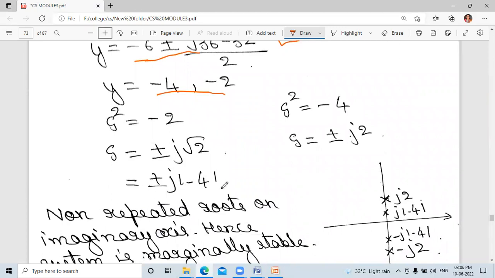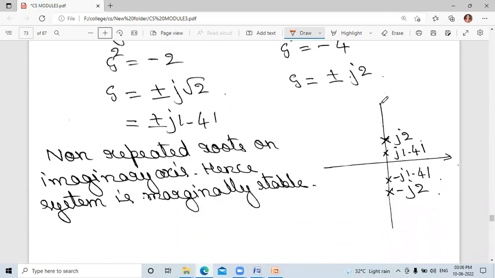That is non-repeated roots here. You can observe here. This is the j omega axis and this is the real axis. So j2, j1.41 and minus j1.41, minus j2. So it is non-repeated roots on the imaginary axis. Hence the system is marginally stable.